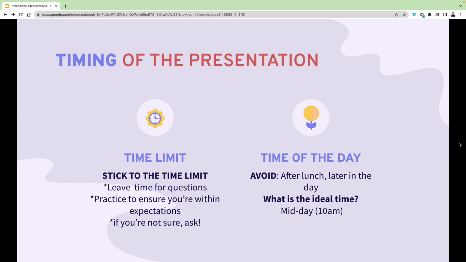So the ideal time to give a presentation is actually midday. And research shows that 10 a.m. is actually the ideal time to give a presentation. So if you can find a way to make your presentations around 10 a.m., that will mean you are effectively communicating with your audience.